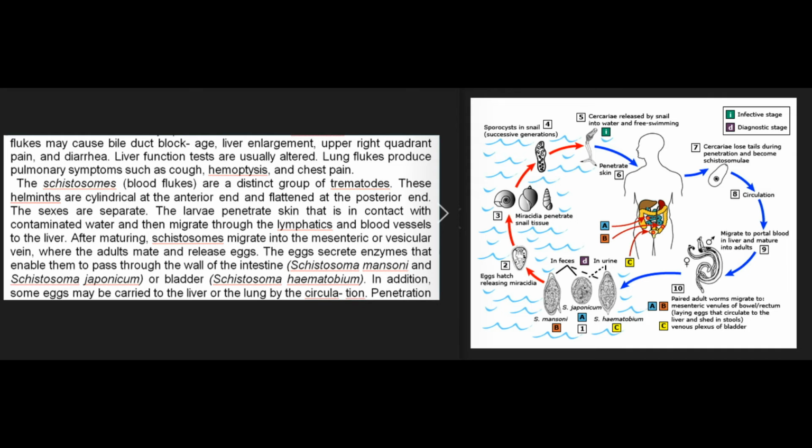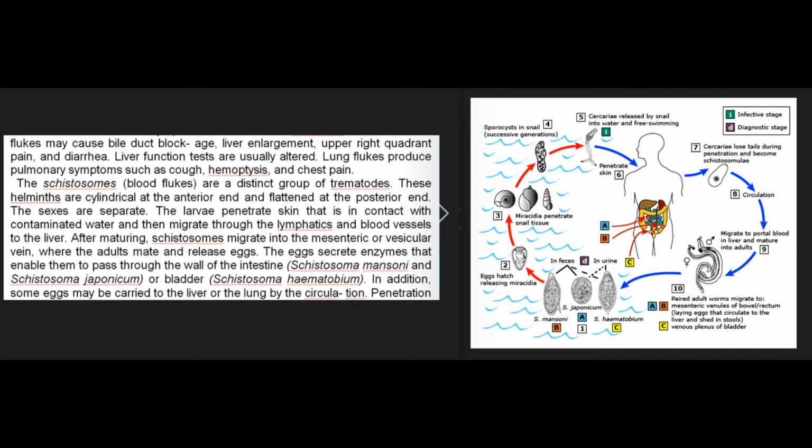The sexes are separate. The larvae penetrate skin that is in contact with contaminated water and then migrate through the lymphatics and blood vessels to the liver. After maturing, schistosomes migrate into the mesenteric or vesicular vein, where the adults mate and release eggs.